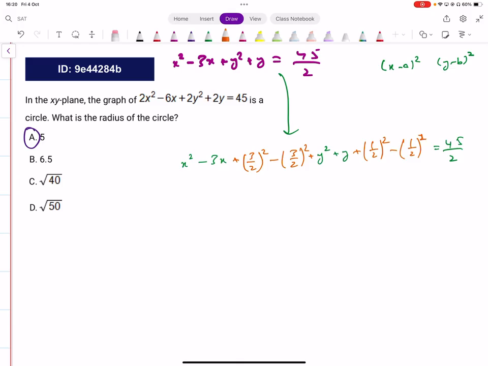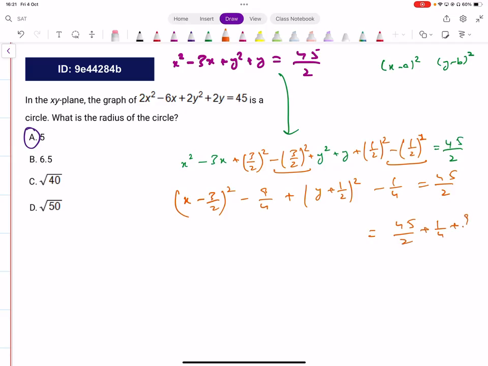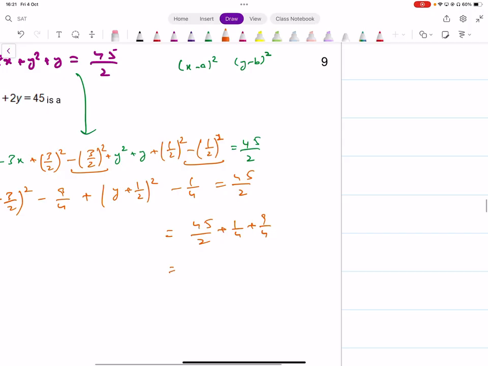And now you get x minus 3 over 2 whole square from this and y plus 1 over 2 whole square from the other one. The constants are minus 9 over 4 and minus 1 over 4. On the other side, you have 45 over 2. You have to take these constants to the other side now. 45 over 2 plus 1 over 4 plus 9 over 4. You have to evaluate that number. That will give you 25. And then you take square root of that. That will be 5.